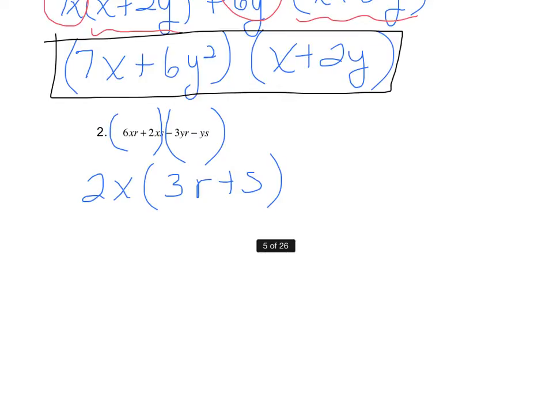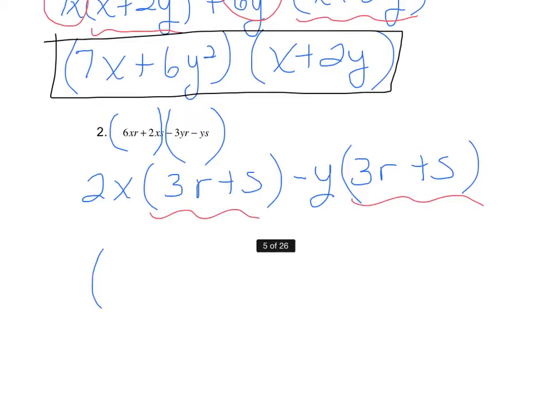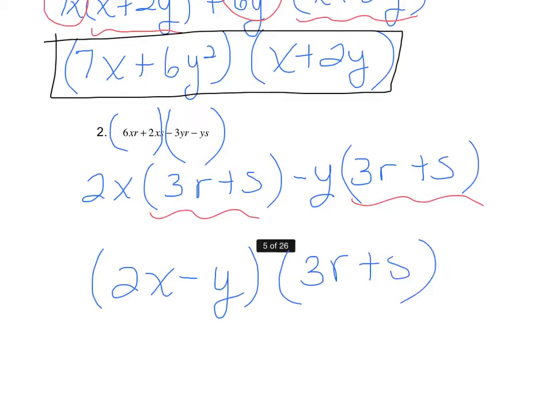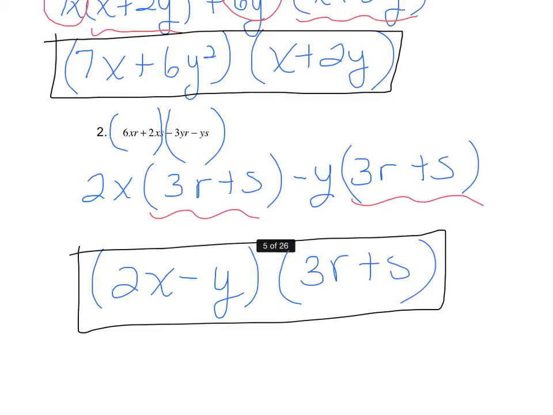In the last grouping, I can GCF out a y, but what kind of y do I want to use to GCF so that I get a common factor? You're right, I'm going to want to pull out a negative y. In doing so, that's going to help me to change my sign. So when I GCF out a negative y, I'll end up with a positive 3r plus s. And that helped me to get my common factor. So now I'm ready to put my 2 GCFs together and bring down one common factor to form my answer. Okay, let's move on.